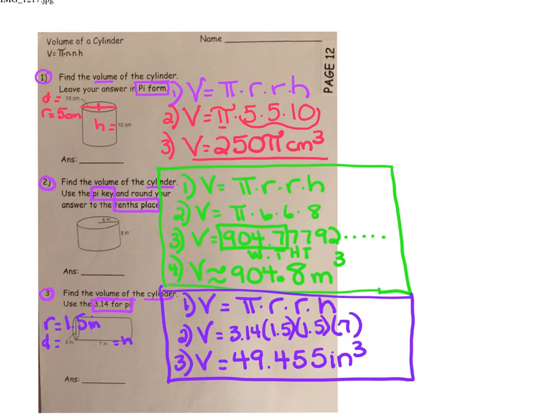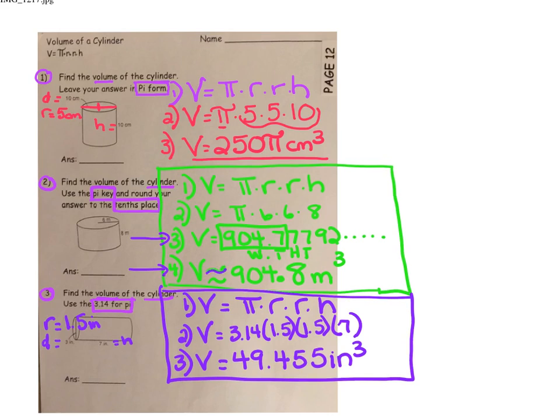Let's take a look at the answers. For number 2, you should have used the pi key and written down all that appears on your calculator screen. Then, rounding to the tenths place, you can see our answer in step 4 has been rounded.